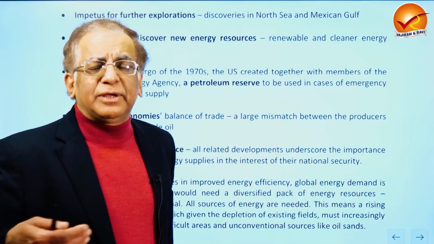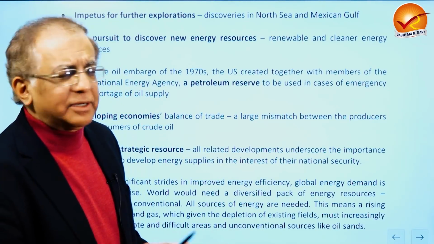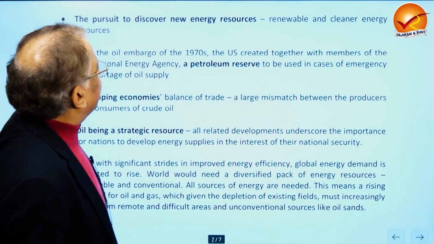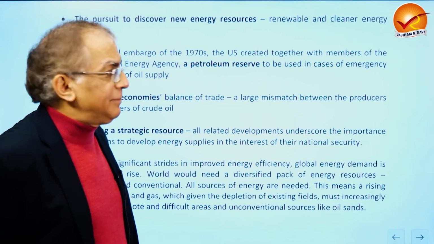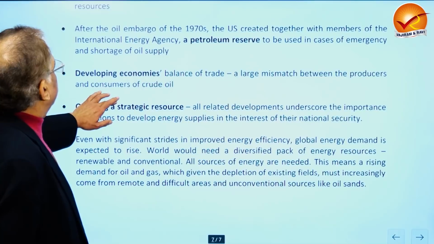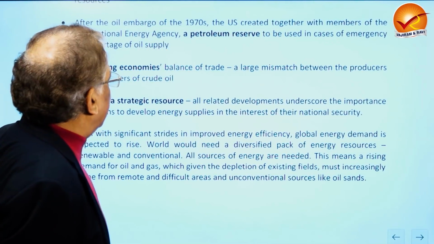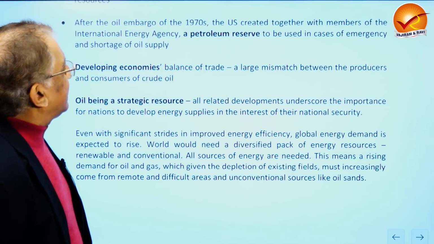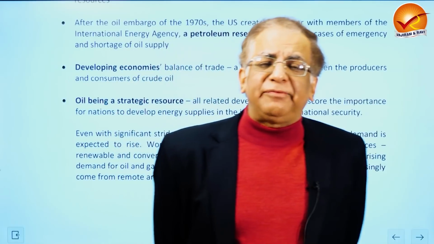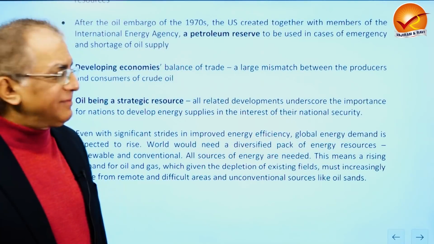Because as we are looking for other sources, this conventional source certainly has to give us the base for present industrialization and other things. Now, there is a pursuit to discover new energy resources which are renewable in nature and cleaner. Then, if I was to give one implication, after the 73-74 oil shock, the US went for creating what is called a petroleum reserve. So now you have petroleum reserves in countries, so that if you have any emergency, you can always release those reserves to take care of that situation.